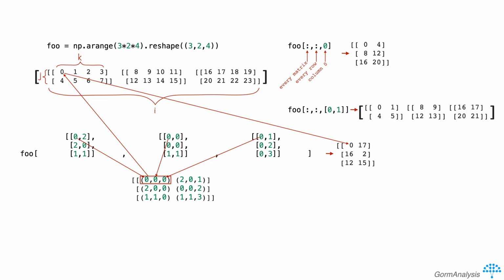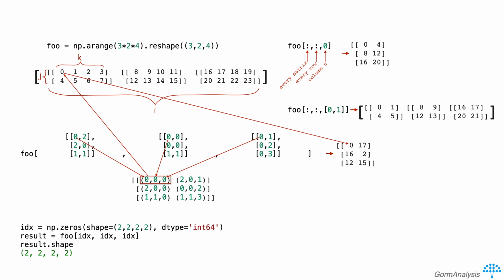Just to drive this point home, take a look at this example where we use 4-dimensional index arrays to extract values from our 3-dimensional array, foo, and we get back a 4-dimensional array. So again, the shape of the output is dependent on the shape of the index arrays, not the shape of the array you're indexing into. Okay, so we've considered the case where every dimension has an index array, and each of the index arrays is the same shape. Now, what if every dimension has an index array, but the index arrays have different shapes?